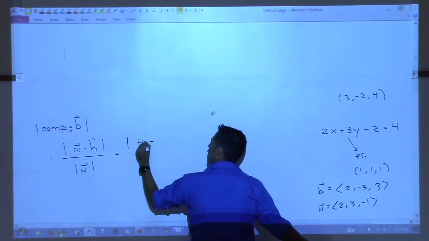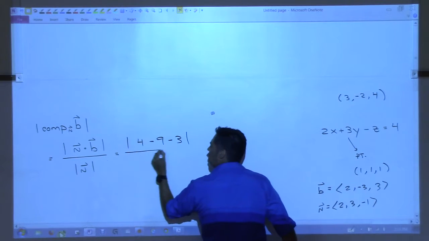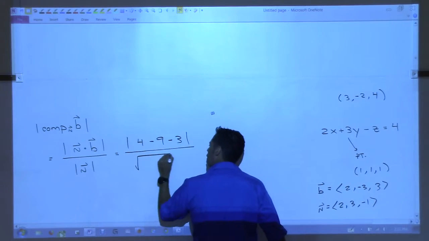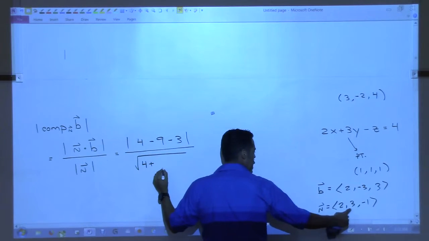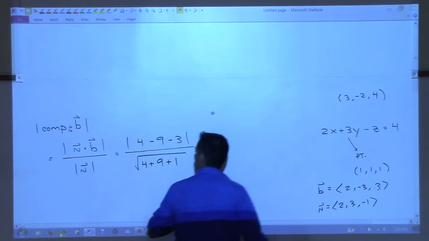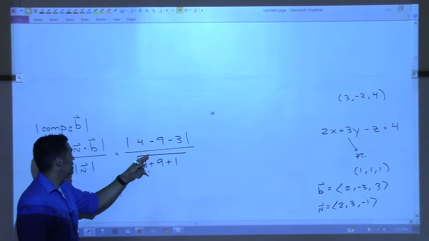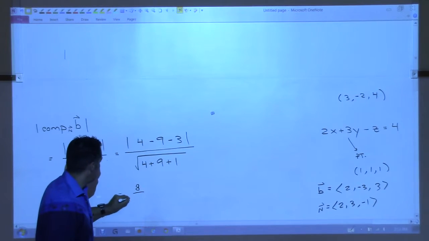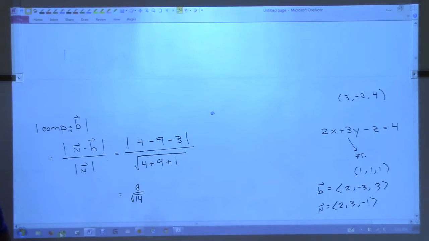4, negative 9, negative 3. We're going to take the absolute value of that, and then over the magnitude of n, which is the square root of the sum of the squares of these things. So 4 plus 9 plus 1. Okay? And so up top we get, what's that up there? Negative 8? Negative 8, and we take the absolute value, so 8 over root 14. There we go. And then we could get that as a decimal, or we could just leave it. But that is the shortest distance between that point and that plane. All right? Pretty nice, right?